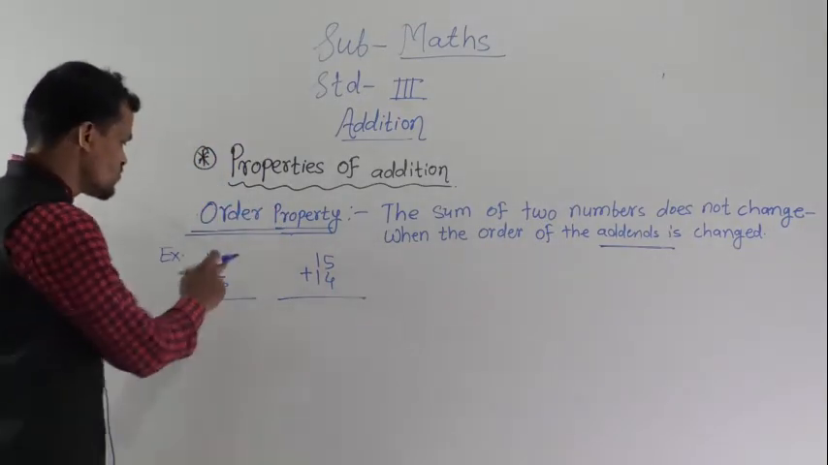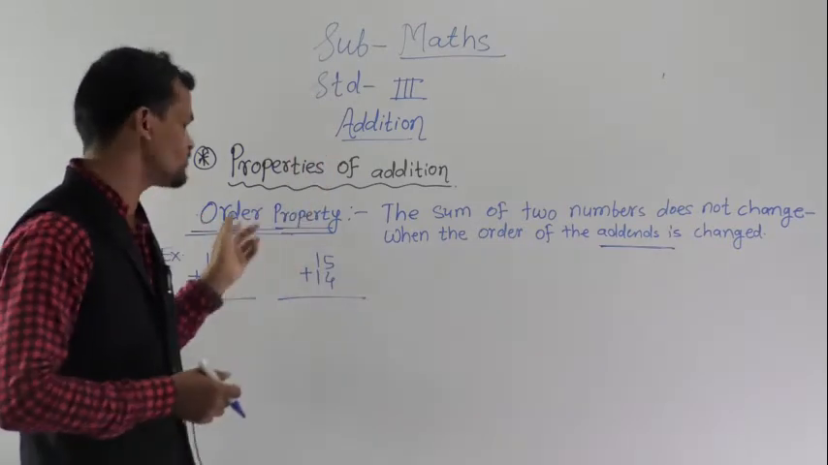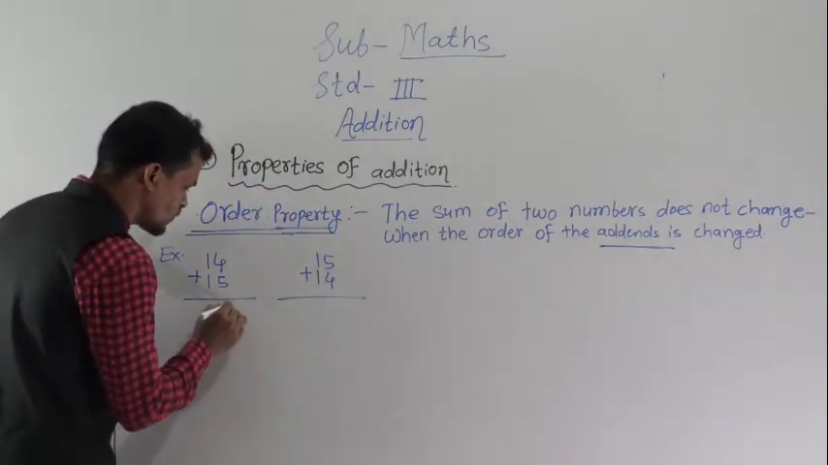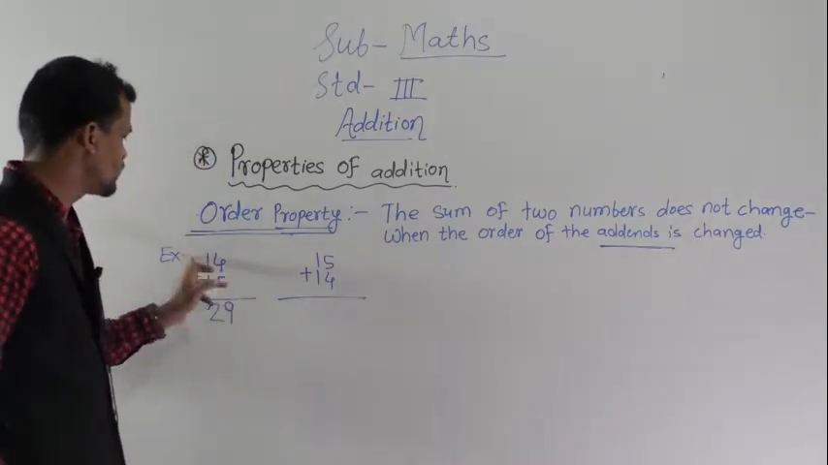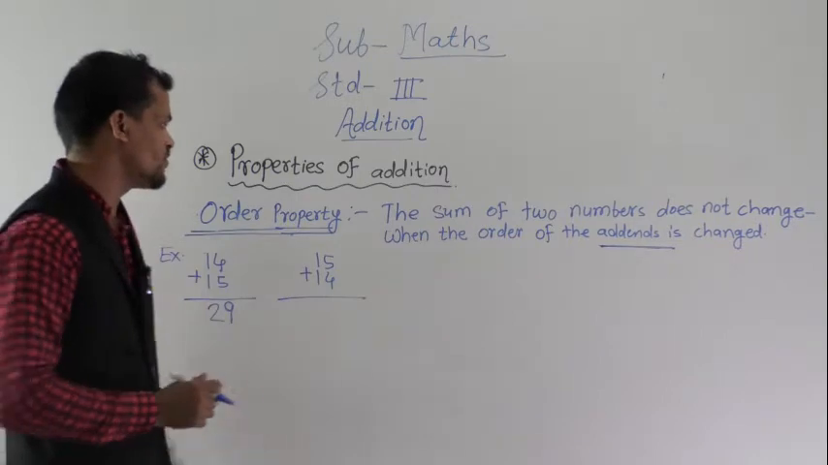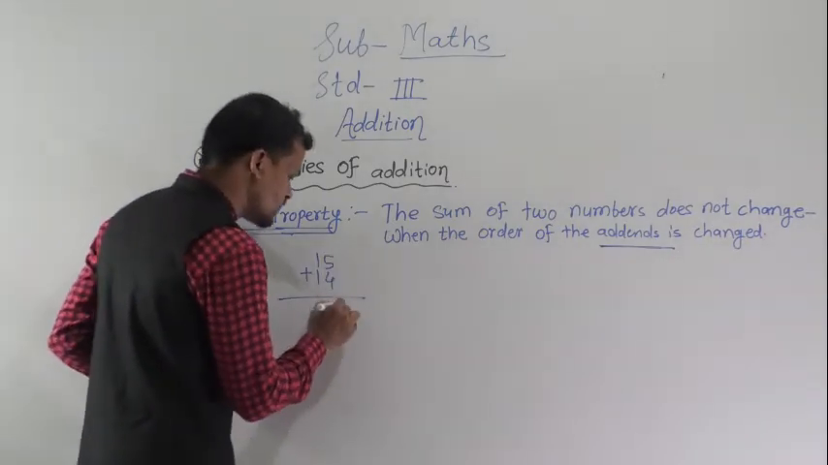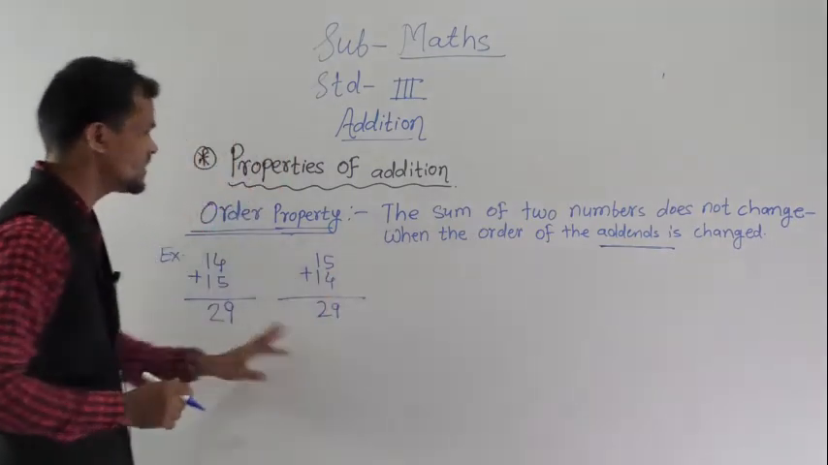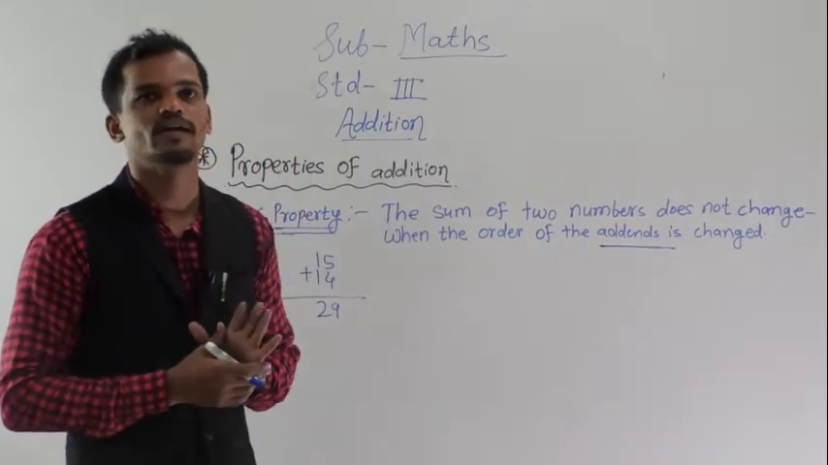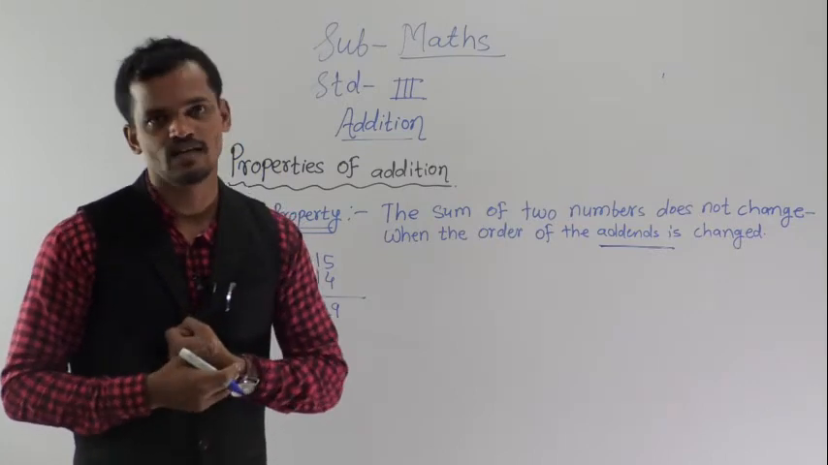See here, 4 plus 5. After 4, count 5 fingers: 5, 6, 7, 8 and 9. So 4 plus 5 is 9, and 1 plus 1 is 2. So 14 plus 15 is equal to 29. Here the sum of these two addends is 29. Now the order is changed, so we will see if the result changes or not. 5 plus 4 is also 9, and 1 plus 1 is 2, which means if we change the order, the result does not change. So this is the first property, the order property. It states that if we change the order of the addends, the result does not change.